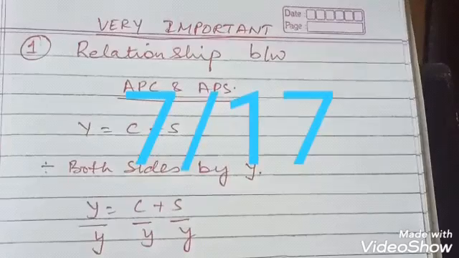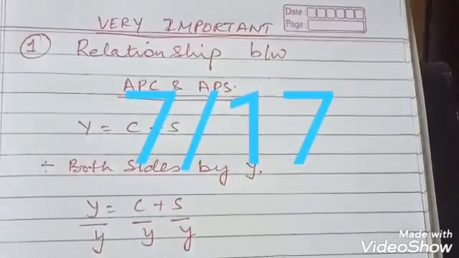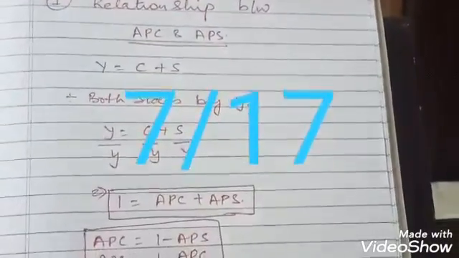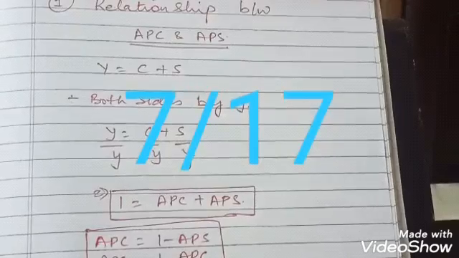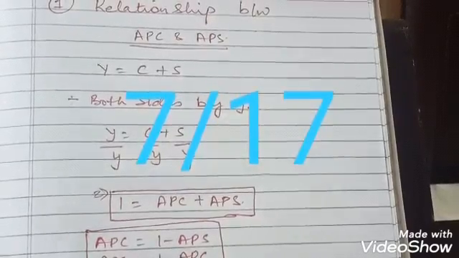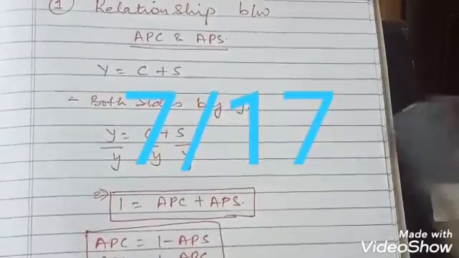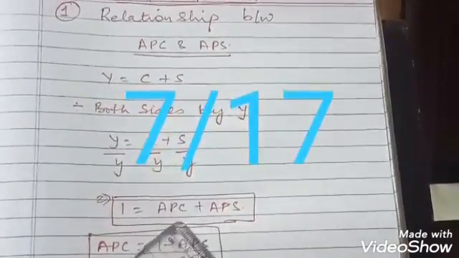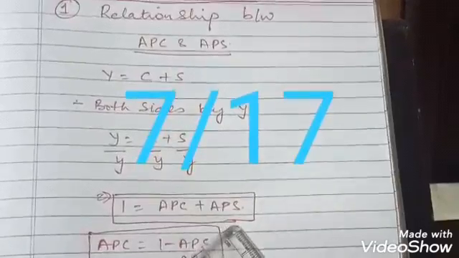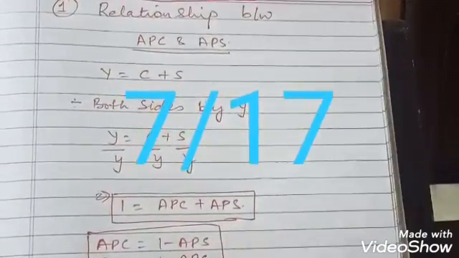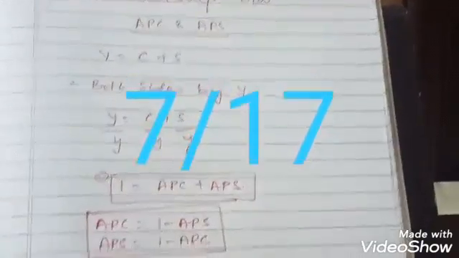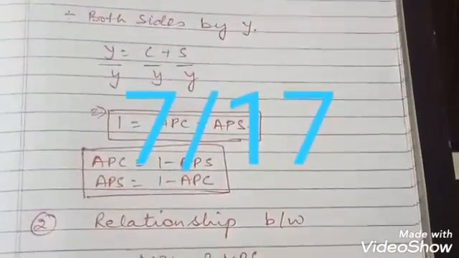Mathematically dividing both the sides by y, you get y upon y is equal to c upon y plus s upon y. If you see y upon y is just 1, and if you see c upon y, it is APC, and then you add APS to it. So basically the underlying formula is that APC plus APS is equal to 1.